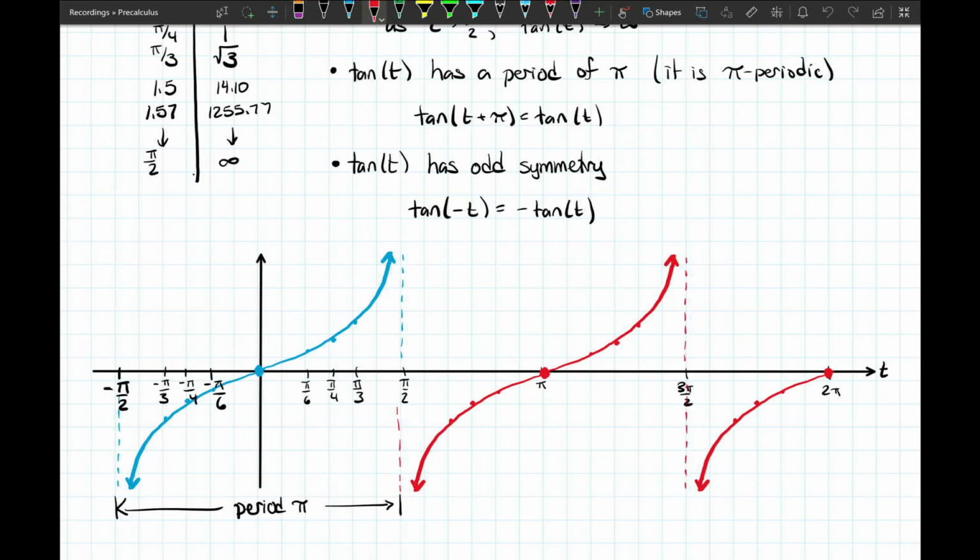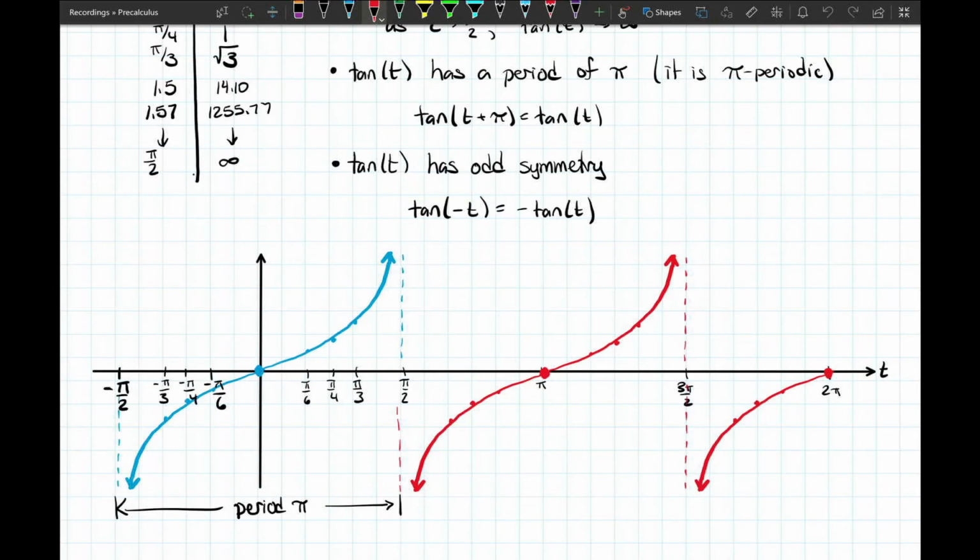There are some noticeable differences with the graph of tangent compared to the graphs of sine and cosine. First of all, thinking about the domain, there are many vertical asymptotes. There are infinitely many vertical asymptotes on the graph of tangent of t. The vertical asymptotes occur at pi over 2 plus any multiple of pi.